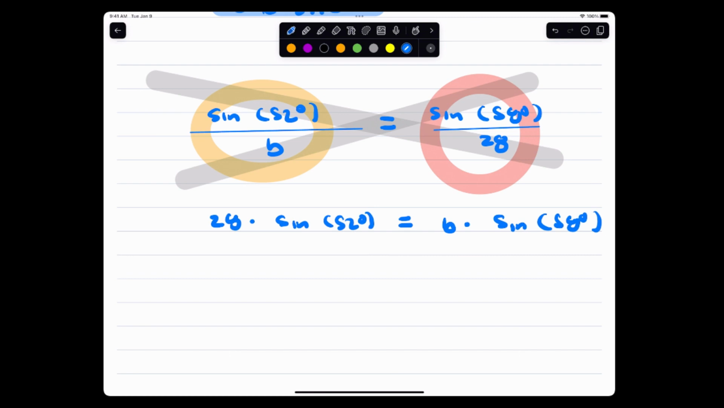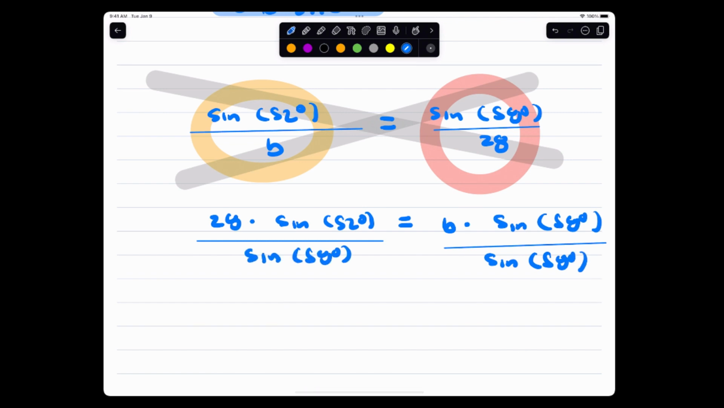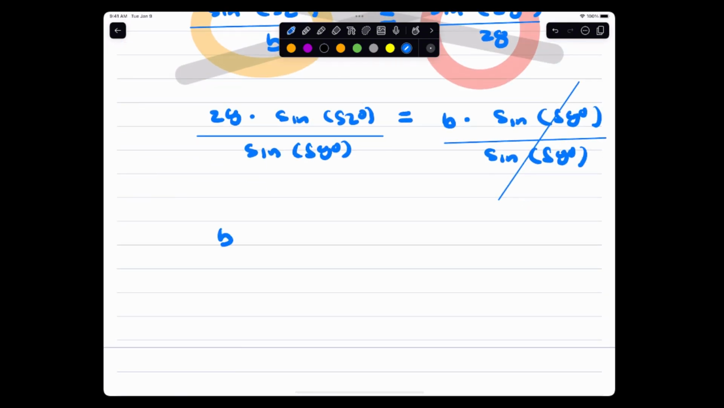We have to solve for B. Is that true? So what do you do now? You have to divide both sides by sine of what? 58. Sine of 58 cancels, and you're left with what? B equals 28 sine 52 degrees over sine 58 degrees. This is your B value.